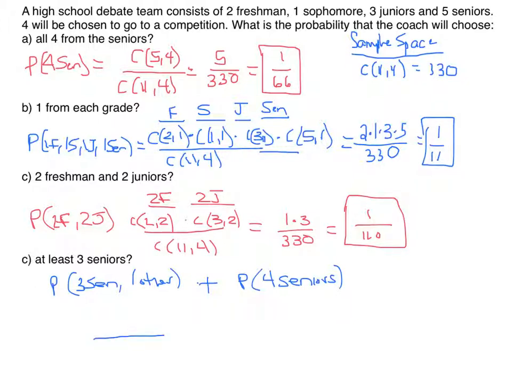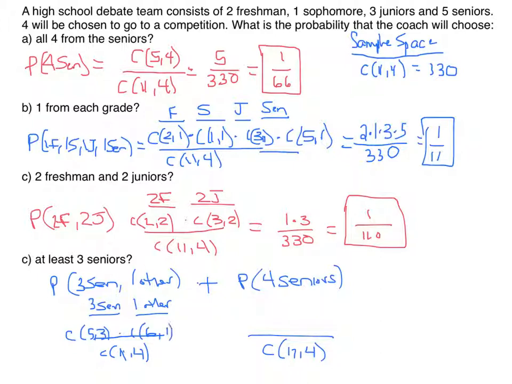So again, the denominator's the same for both, right? 11 choose 4, that's the same sample space. For the 3 seniors and the 1 other, let's see. For the seniors, we have 5, and we are choosing 3 of them. For the 1 other, well, here's the thing. That other student can't be a senior, because if it was a senior, then we'd have 4 seniors and not 3 seniors. So for the other, we can only choose from the freshmen, the sophomore, and the juniors. So there are 6, and we're going to choose that last one. And we're going to add to that the possibility that all 4 are seniors.